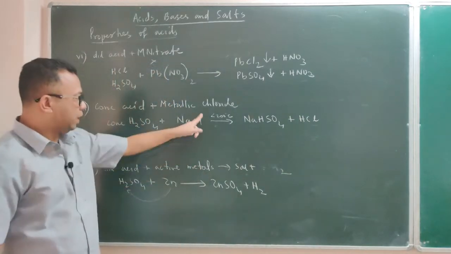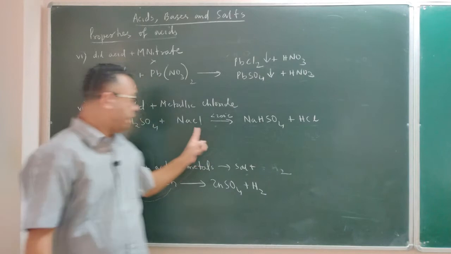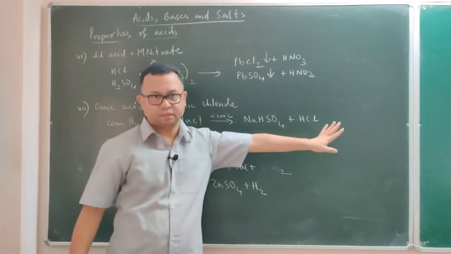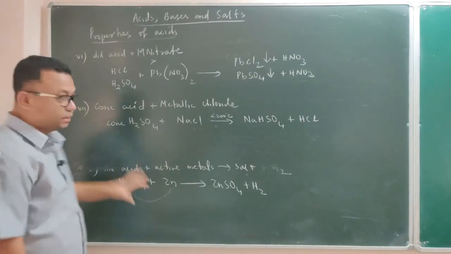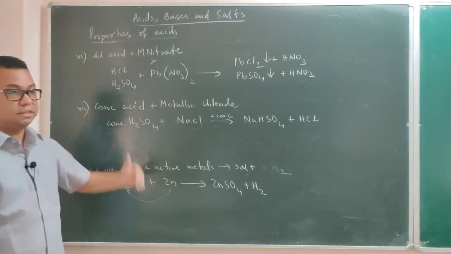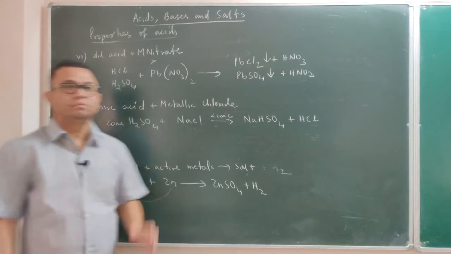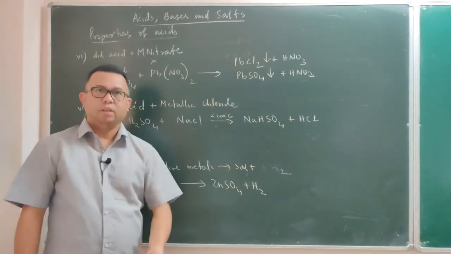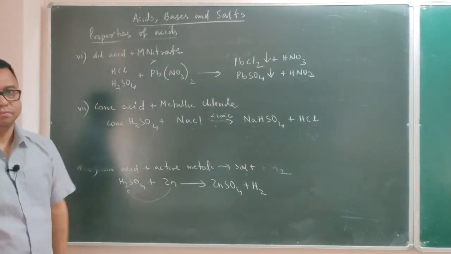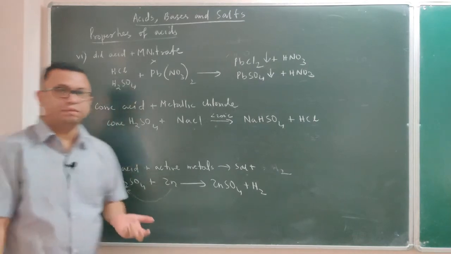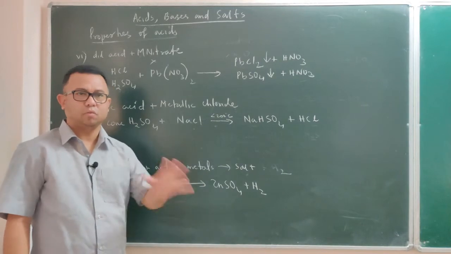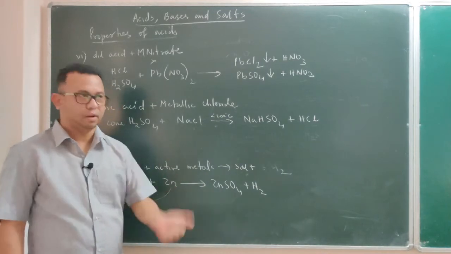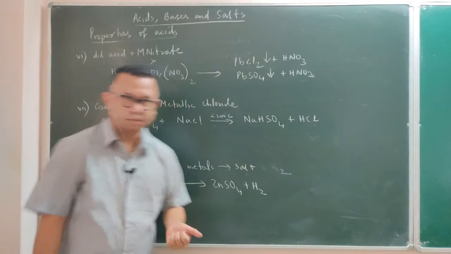Supposing you are reacting this with sodium nitrate, then it will produce nitric acid. So I reacted with chloride: chloride will give you HCl, and nitrate will give you nitric acid. This is the lab preparation of HCl and nitric acid. So these 7 properties that I discussed are the properties of acid. With this we have finished with acid. We discussed the definitions. In fact, I gave you the introduction about acid, base and salt, how to recognize them. Then in acid we discussed classification of acid.